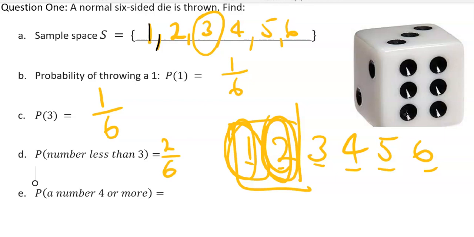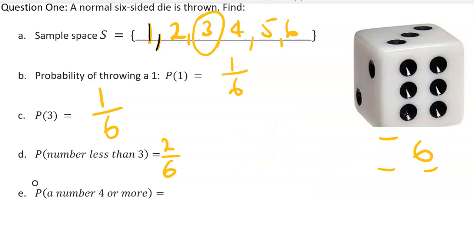Now, we always need to simplify this. So we're not going to write 2 out of 6. We're actually going to divide the top and bottom by the same number. Now, what number goes into 2 and goes into 6? The number 2. Exactly. So let's divide top and bottom by 2. How many 2s are there in 2? There is 1. How many 2s are there in 6? There are 3. So our answer is going to be 1 over 3.